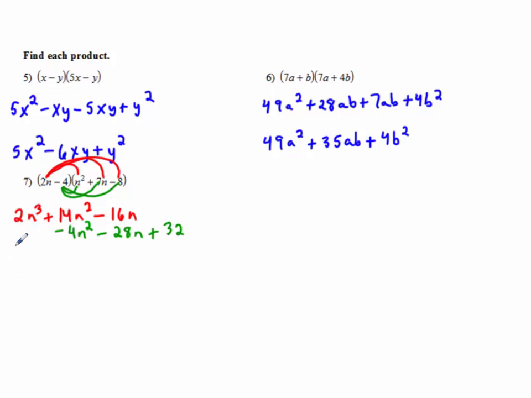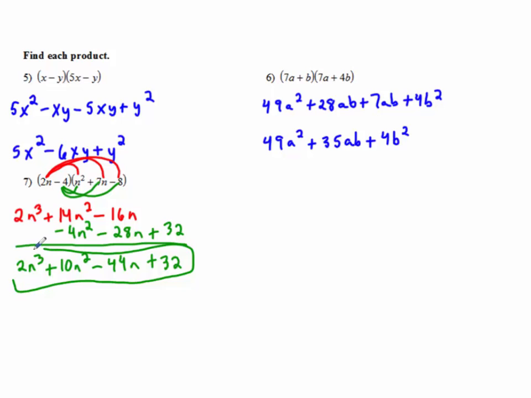Then I add my columns together here. And I get 2n cubed plus 10n squared minus 44n plus 32. You don't have to do it that way. If we had just written it all out next to each other, we would have to look for our like terms. Okay, but that's our answer.